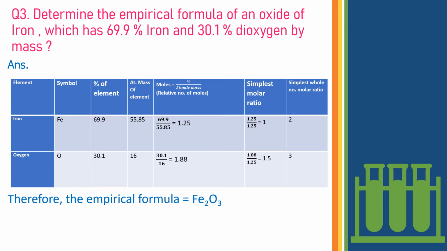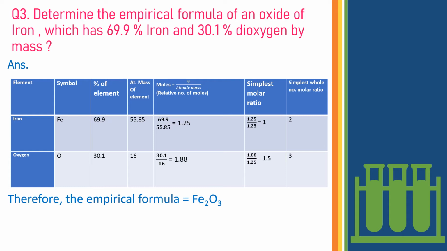Now the next column is for calculating the relative number of moles, and that can be calculated by dividing the percent of the element given by the atomic mass of the element. So 69.9 divided by 55.85 gives us 1.25 moles of iron. Similarly we can calculate the number of moles for oxygen. We are getting 1.88.